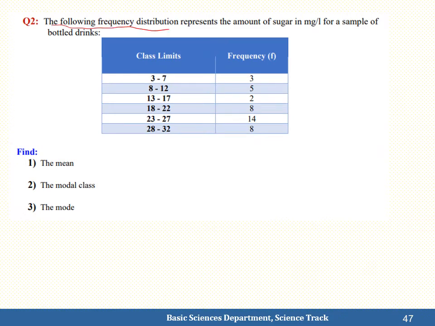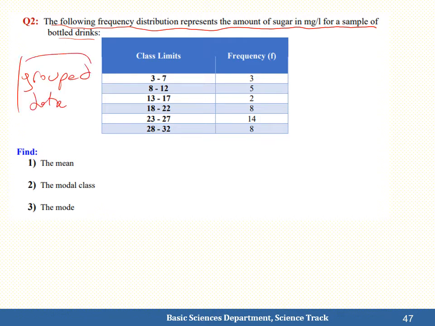The following frequency distribution represents the amount of sugar in milligrams per liter for a sample of bottled drinks. And we have grouped data here. This is grouped data because we are given the classes and the frequencies. And we want to find the mean, the modal class, and the mode.